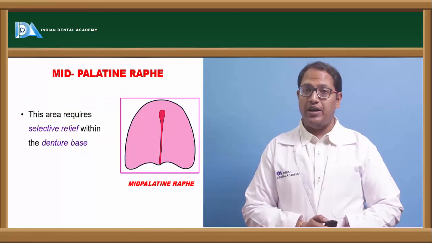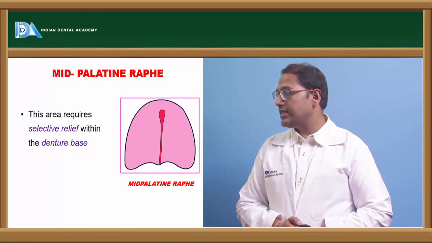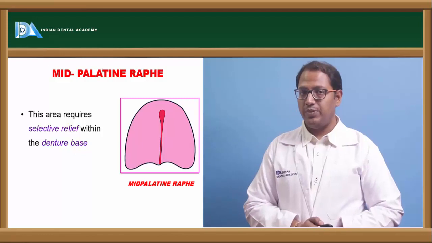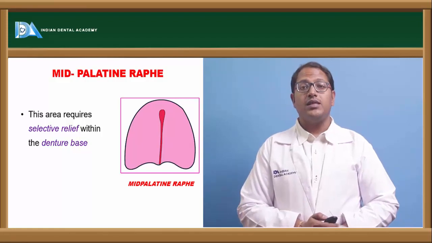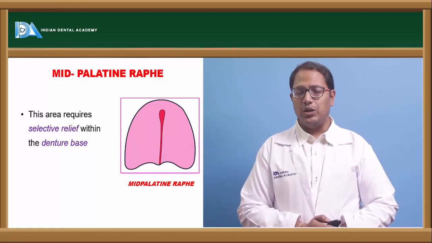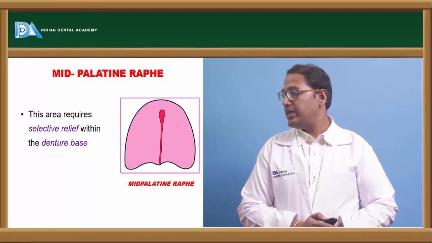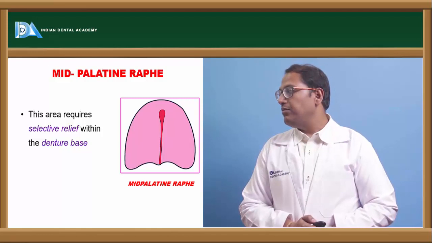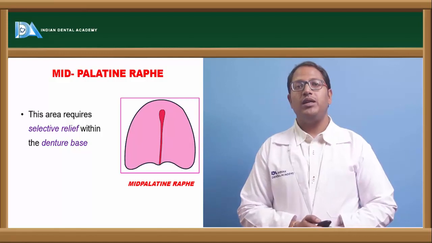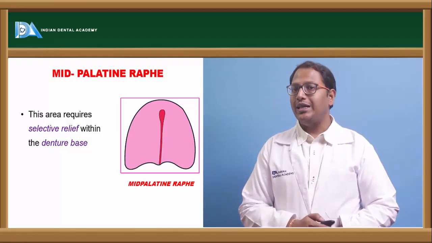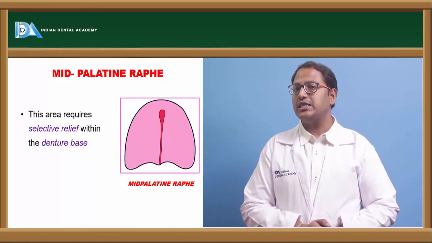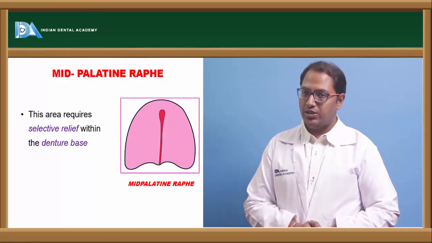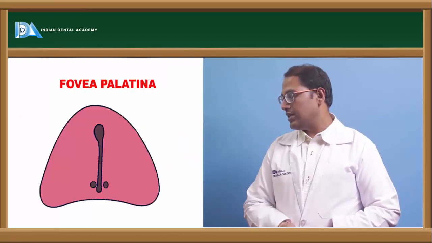Coming to the mid-palatine raphe. As we can see, it extends from the incisive papilla to the back of the hard palate. Now again, why does the mid-palatine area need relief at times? Selective relief is required. Why? Because the thin mucosa overlying this bone makes it nearer to the cortical bone. So pressure in that area will hamper the resorption of the bone, and the mucosa is also very thin. So selective relief at least is required while we are fabricating a denture or making an impression with a custom tray.